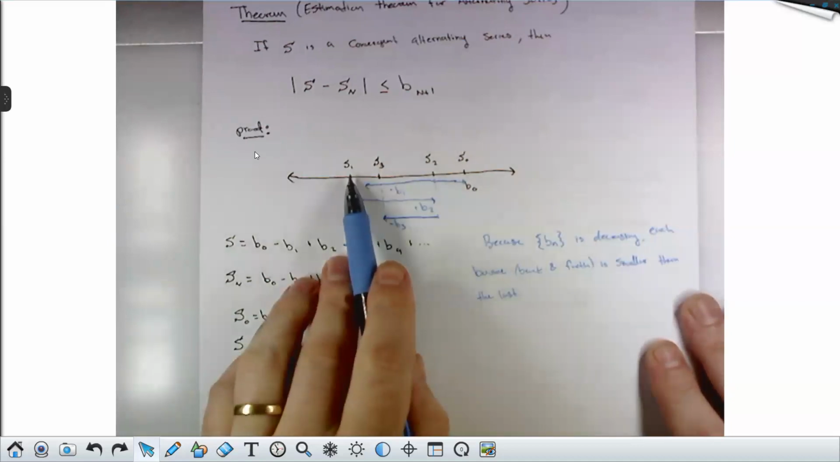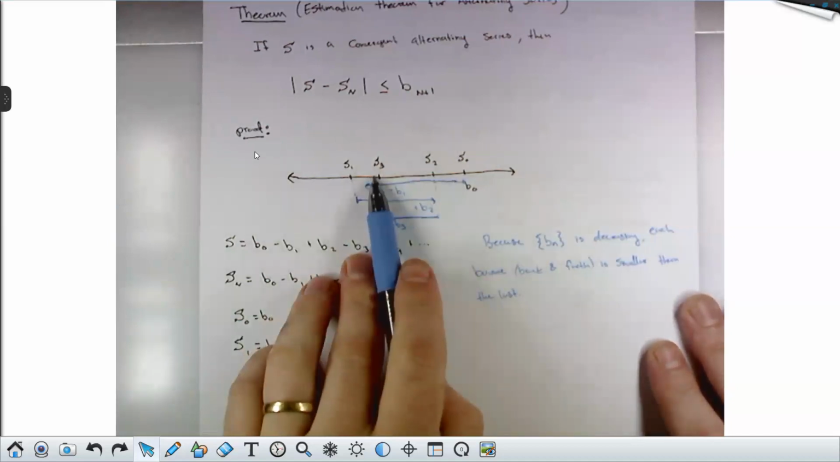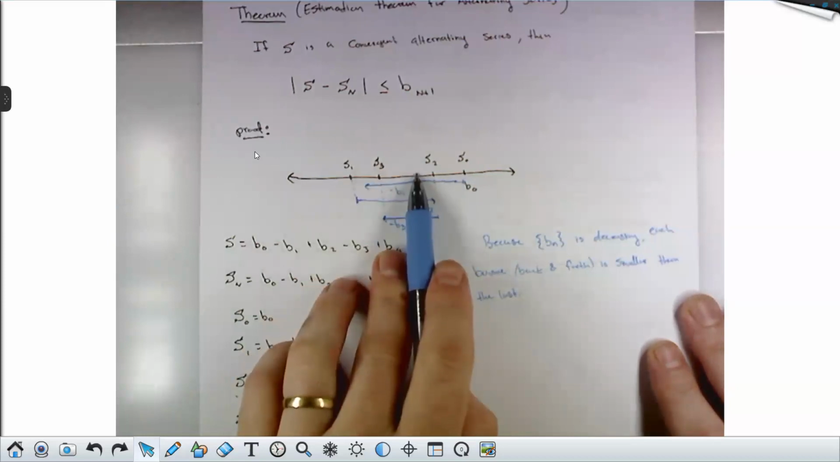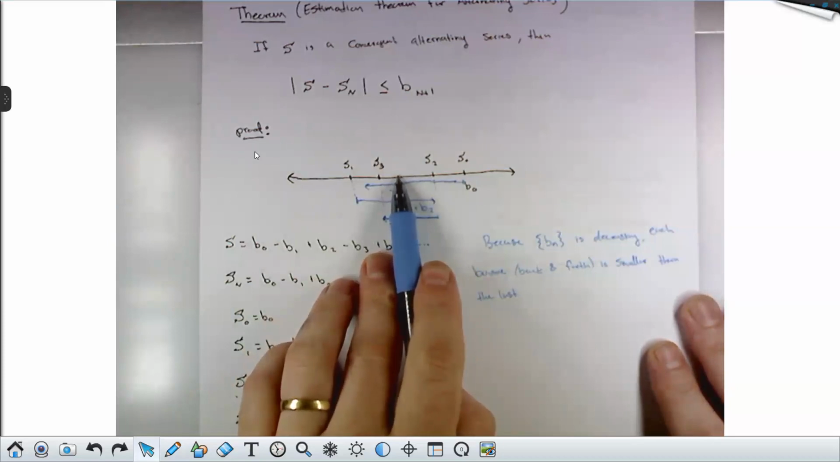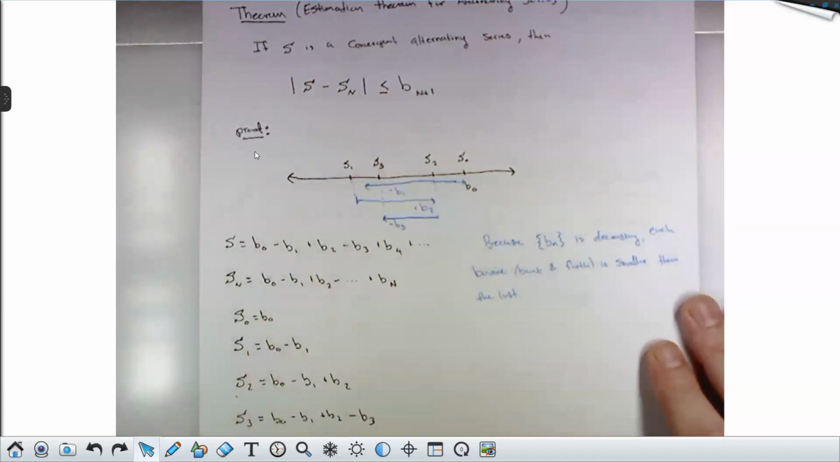So you end up with this nesting thing. You've got S0, S1, S2, S3. S4 would have to be somewhere in here. And then S5 would have to be somewhere in here. And then S6 somewhere in here. And they have to keep going in and in and in, closer and closer.